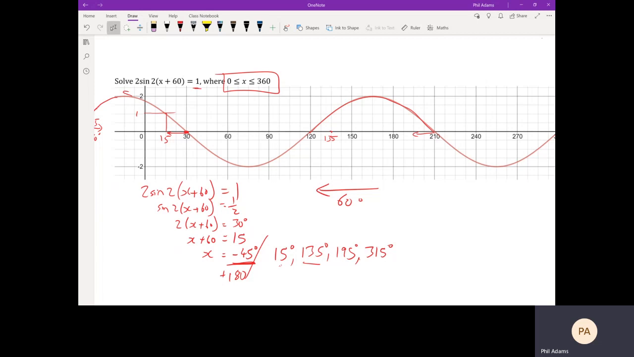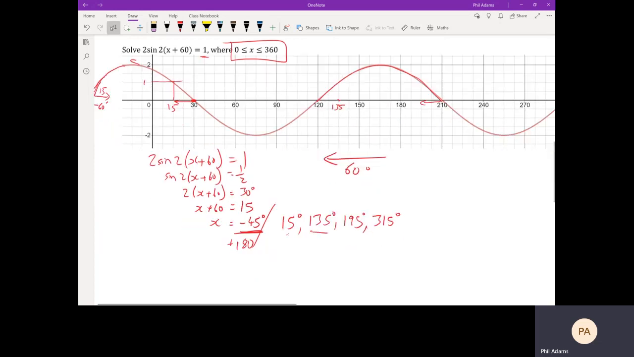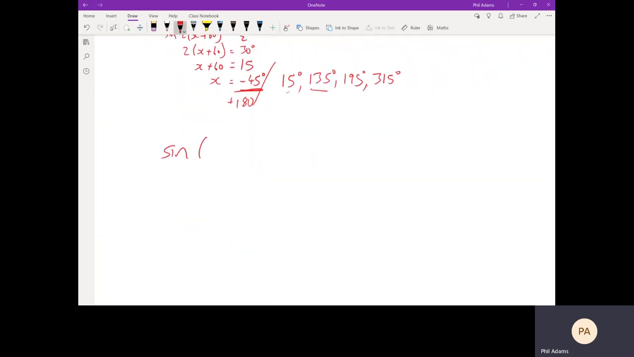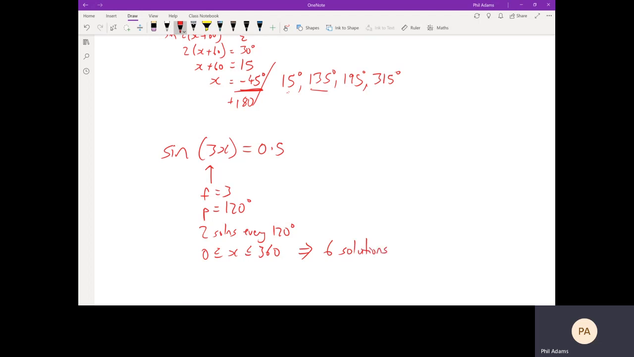But again, the key thing to take out of this is when the frequency changes, that will change how many solutions there are in our domain. And just as a final thing, if I had something like sine of 3x equals 0.5, that means that this is actually repeating 3 times. The frequency is 3, therefore the period will be 120 degrees. So therefore we'll get 2 solutions every 120 degrees. So therefore, if our domain was between 0 and 360, we would have 6 solutions. Okay, it's very important to be aware of this because that will tell you whether or not you've found all your solutions or not. There you go.